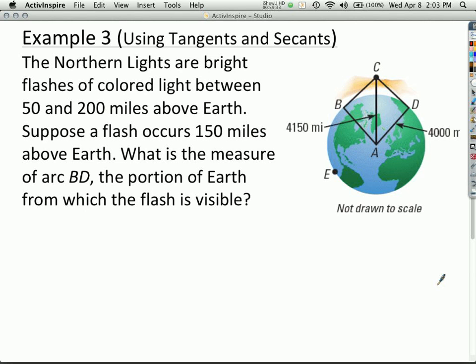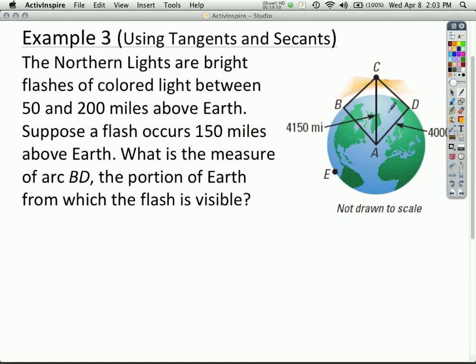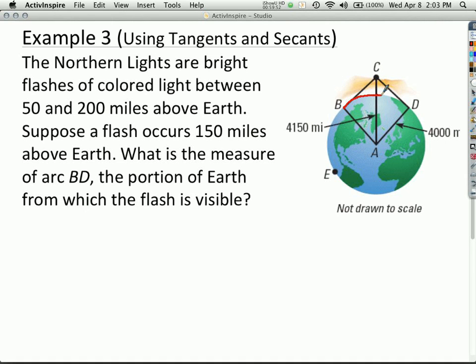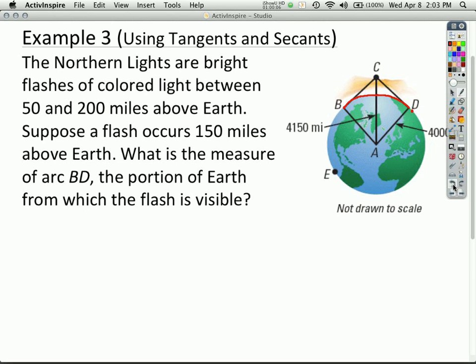So we are supposing that a flash of northern lights goes off right at that point. And I would like us to find the measure of this arc, which represents the people on Earth who can see that. Those are the people who can see it. If you live right here, you won't be able to see it because the angle just won't allow it. Clearly, if you live over here, you won't be able to see it either. So that's the arc representing the people who can see that flash.